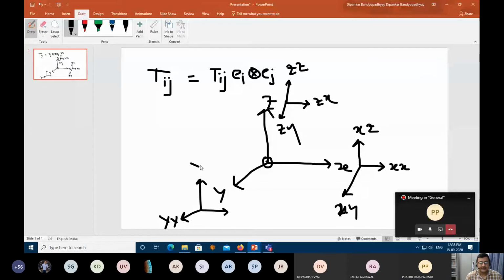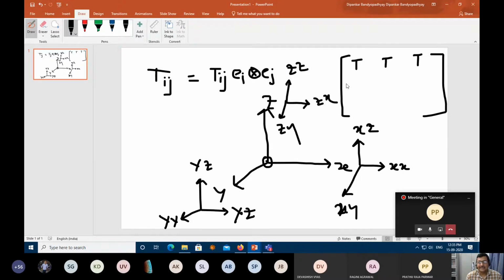Okay, this one is YZ, and this one is YX. So how do I distribute? Suppose I write T in a matrix form. What will happen? I will have a total of 9 T's, based on this e_i dyadic e_j. So let me first write all the 9 components of the T's. How exactly has this component distribution taken place?